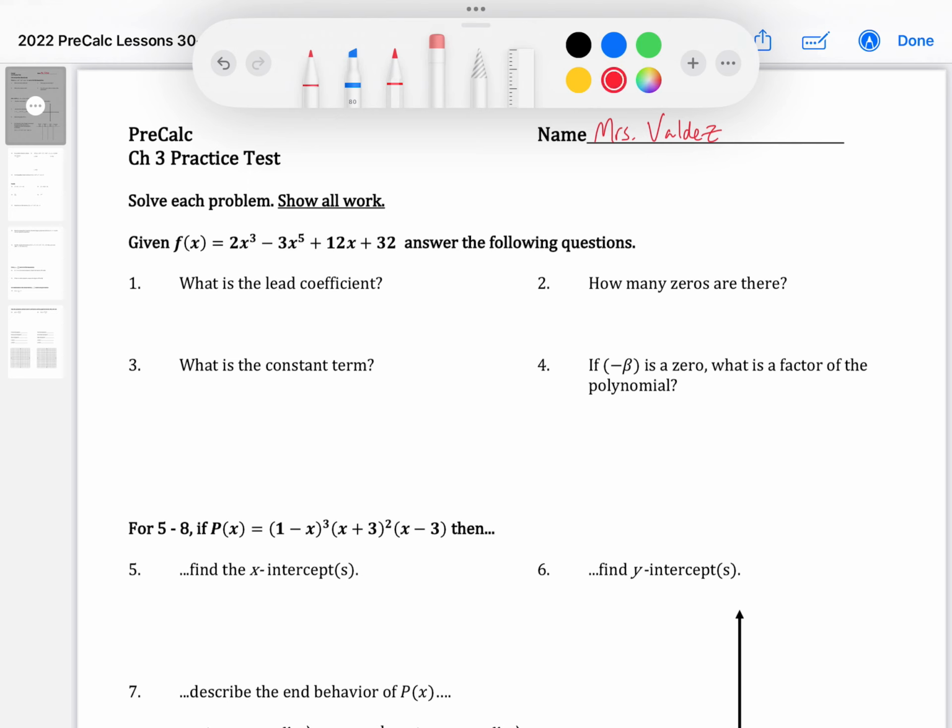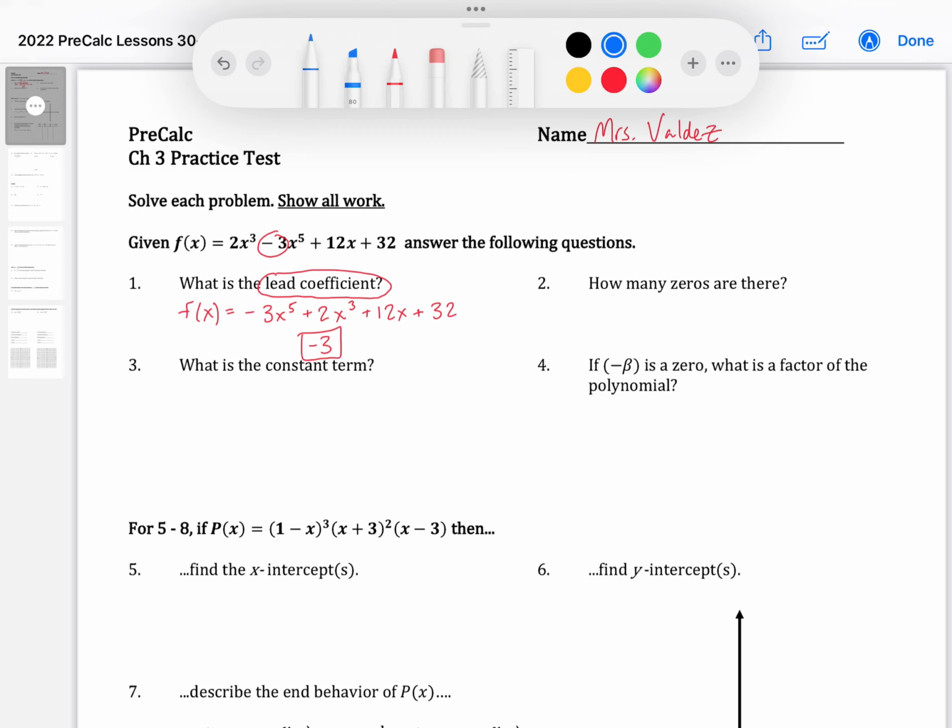The lead coefficient is actually going to be this -3, because if we rewrote this function in standard form, the -3x to the 5th would be first, then plus 2x cubed, then plus 12x, and then plus 32. So remember, your lead coefficient is always in front of the highest term, and that would be -3.